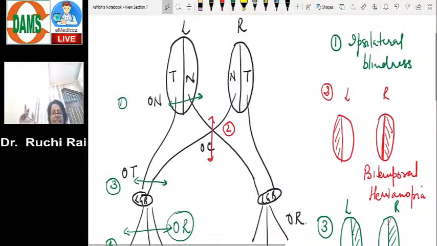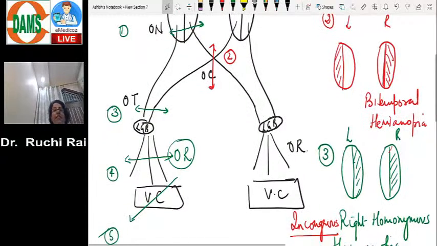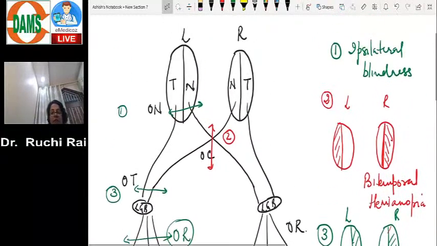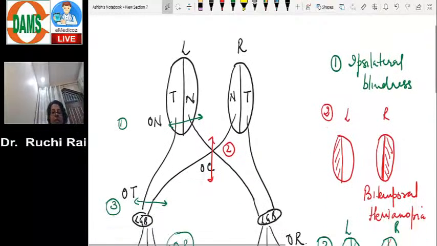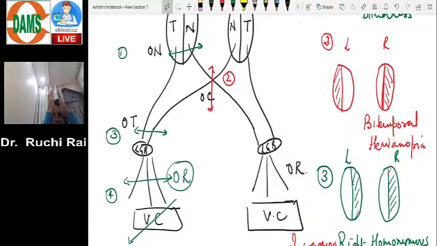Left eye, right eye. Divide into nasal, temporal. Nasal fibers decussate. Temporal does not. So optic nerve, chiasma, optic tract, lateral geniculate body, optic radiation, visual cortex. This is your visual pathway. One by one, very quickly. Left-sided lesions I'm taking as an example. Left optic nerve gone, left-sided blindness. Second, when there is a lesion at the decussation, what do you get? Bitemporal hemianopia, because both nasal fibers are gone.